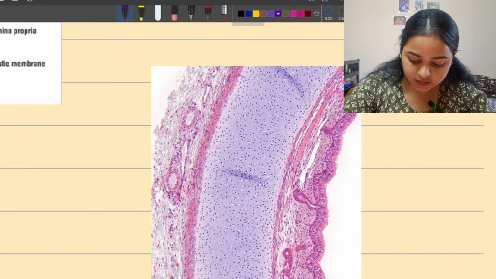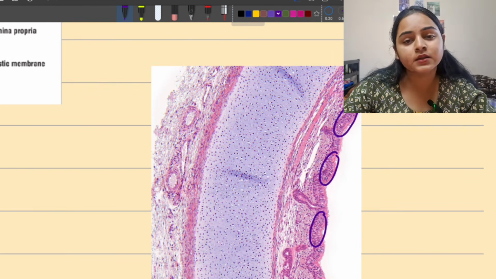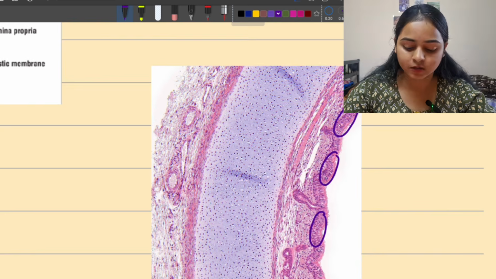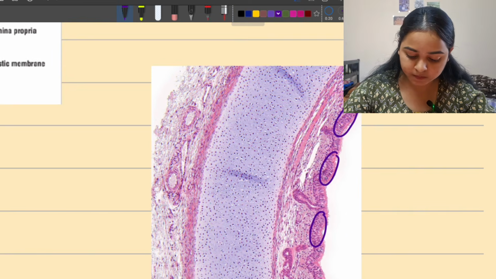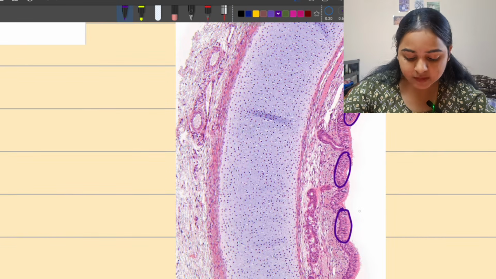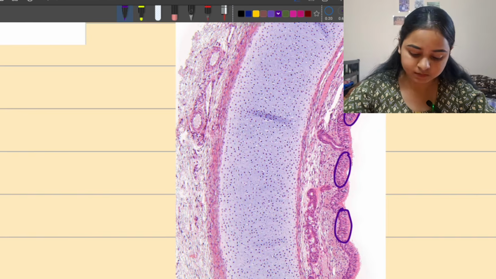Can you see these, the pseudostratified ciliated columnar cells? This is where the general histology comes into play, because if you have studied general histology well, only then will you be able to identify pseudostratified ciliated columnar epithelium well here. Because the nuclei are present at different levels, it gives rise to a stratified appearance, but it is not a stratified epithelium. That's why it is called pseudostratified epithelium.